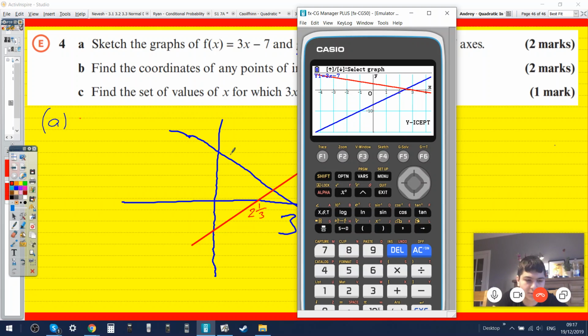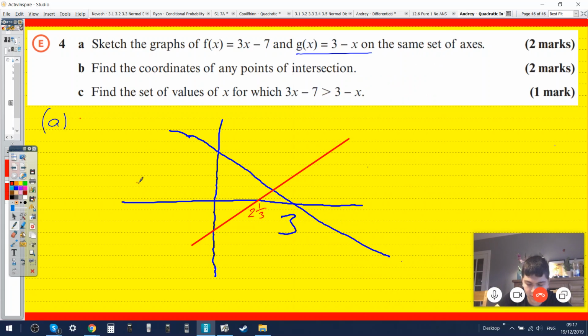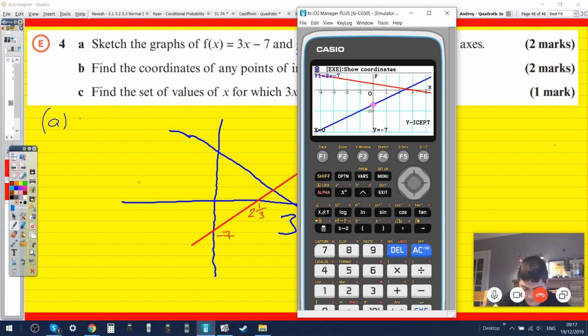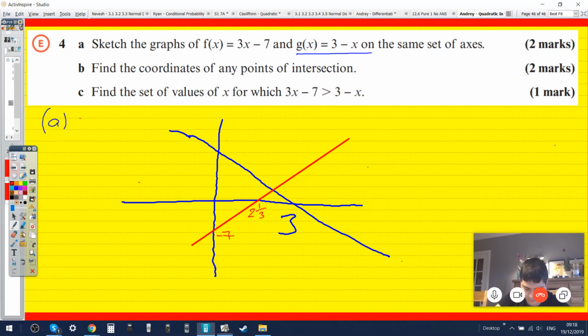What is the y-intercept? Y equals -7. Okay, so that one down here is -7. How about the other one? For the other one, shift, graphical solve, y-intercept, and then you press up to choose the other one. So the other one is flashing. And press execute when you're on the other one. X equals 0, Y equals 3. That's great.